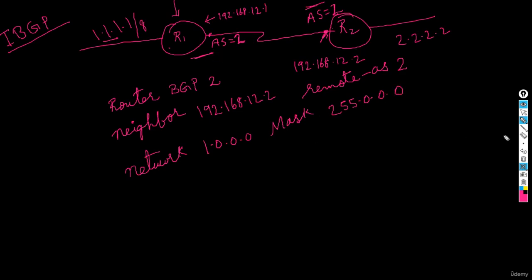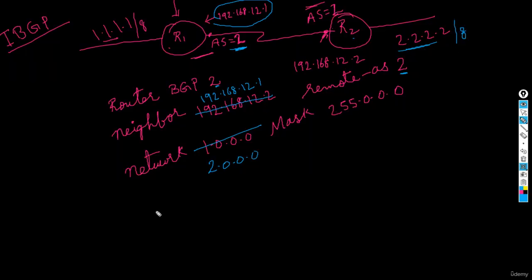For R2, what will we do? R2 also has the same configuration. We will write router BGP, and the AS is 2, so this will be the same. The neighbor is this one. This is my neighbor, so I will write 192.168.12.1. This will change for R2. And the remote AS: both are in the same AS, so here is 2 and here is also 2. And then I need to advertise my network. This is my network, so 2.0.0.0, and the mask will remain the same because it is 8. So this way we can configure.